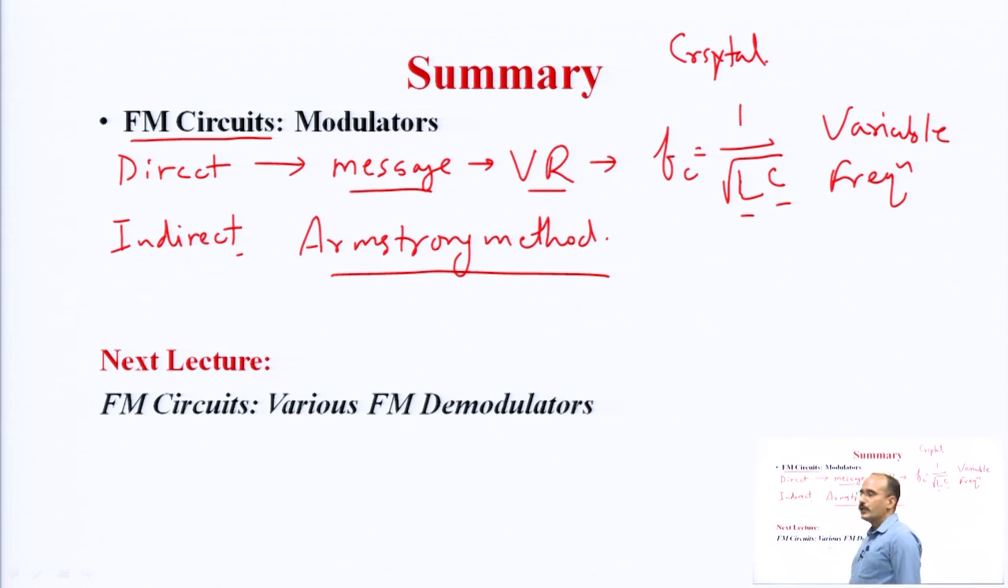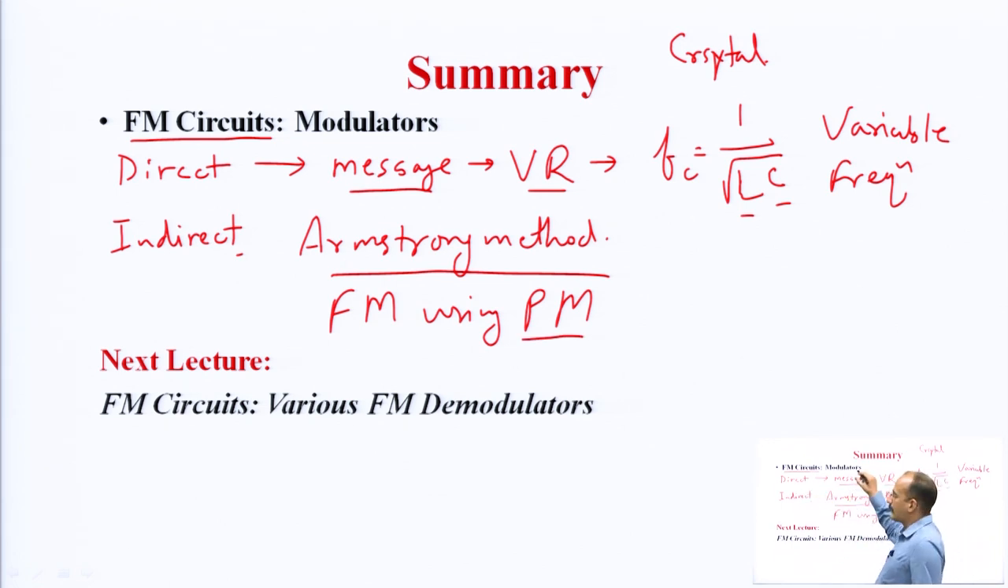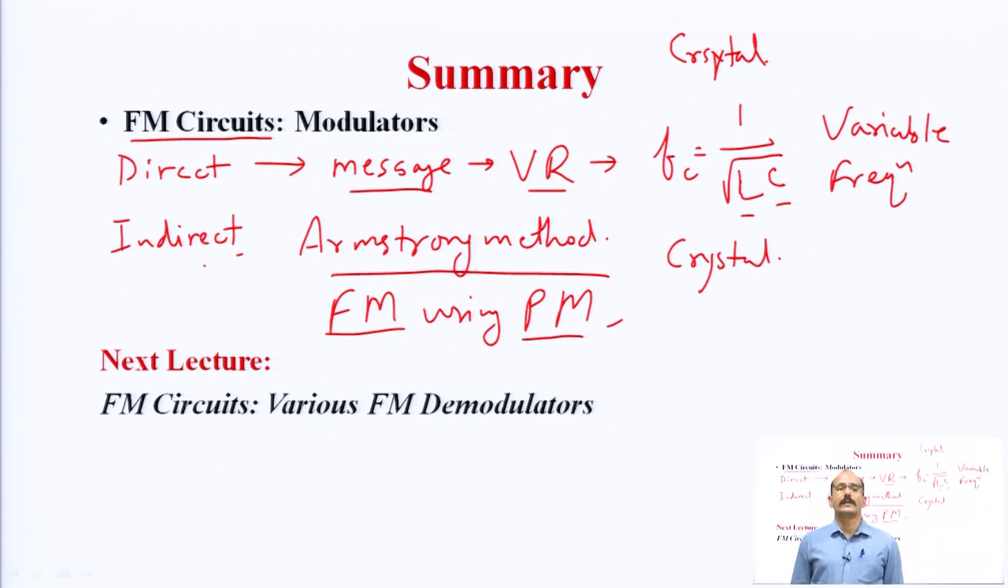In the Armstrong method, you are generating the FM signal using a phase modulator. In the direct method, you directly take the message signal and get the FM signal, but in the indirect method, you generate the frequency modulated signal using a phase modulator. That is why it is called the indirect method. In the Armstrong method, the same crystal oscillator is used to provide the carrier frequency, and as I told you about the relation of FM and PM, in phase modulator circuits you generate the phase modulated signal directly as per the instantaneous value of the message signal.